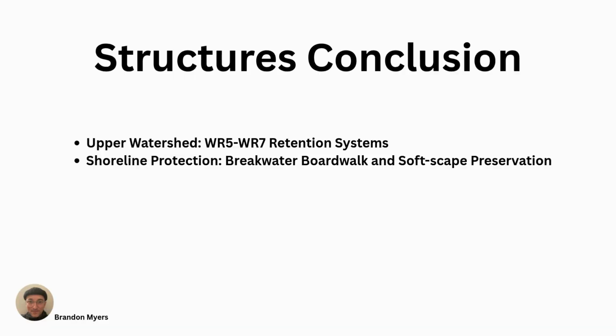Through our investigation, we determined that the most effective solutions for the Galesville watershed and shoreline must balance three primary community needs: flood control, ecological considerations, and enhanced public space. Our design approach integrates these priorities into a system that manages stormwater while improving resilience and the quality of life in the Galesville community. The upper watershed, consisting of WR5, WR6, and WR7 retention systems, and the shoreline protection with the breakwater boardwalk and softscape preservation.